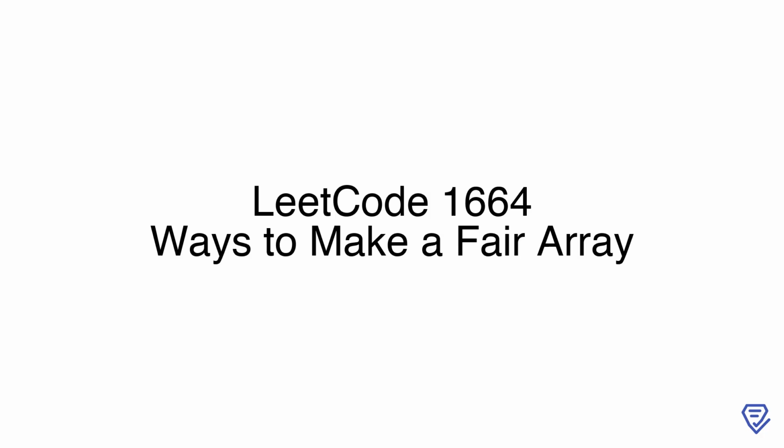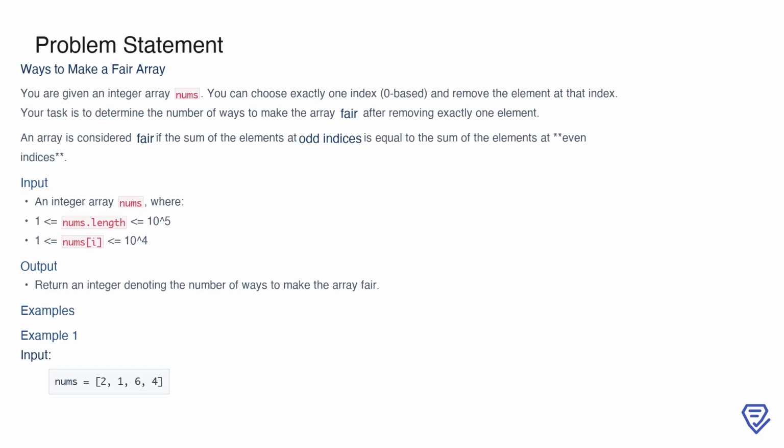Let's get started. In this problem, you're given an array of integers called nums. Your goal is to determine how many ways you can make the array fair by removing exactly one element. An array is considered fair if the sum of the elements at odd indices is equal to the sum of the elements at even indices.